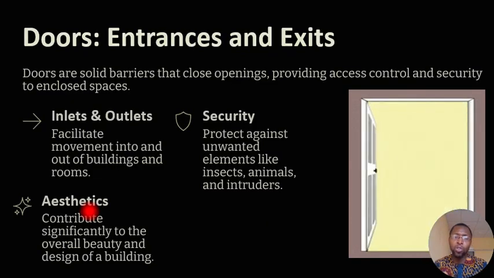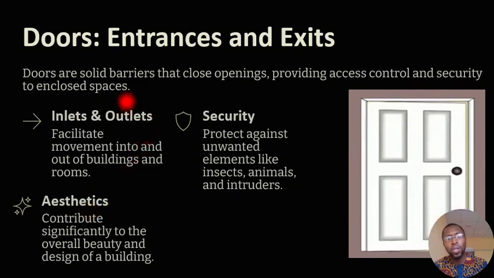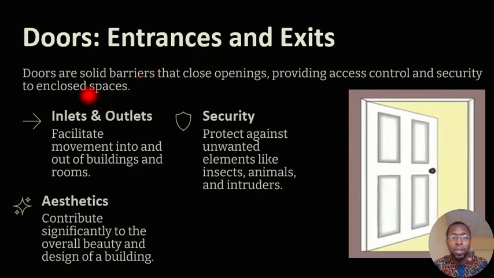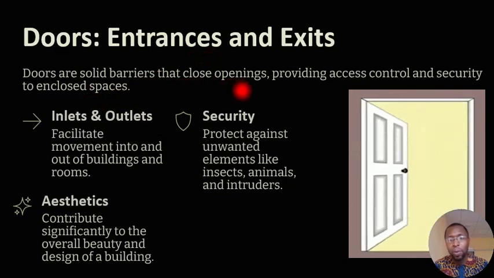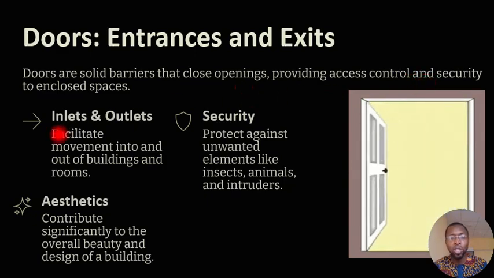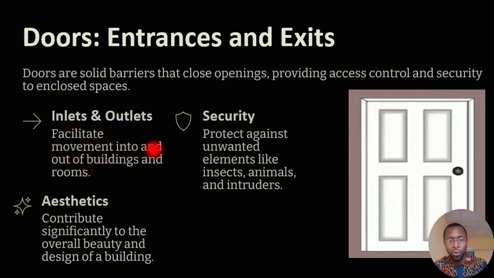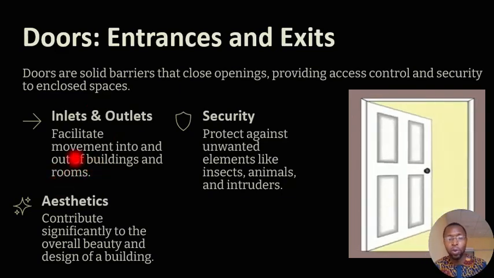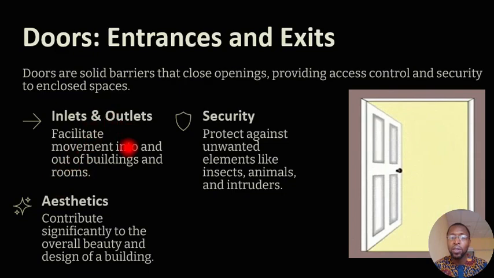Then we go straight to doors, the building doors. Of course, the major work of a door is to provide entrance and exit. So doors are solid barriers that close openings, providing access control and security to enclosed space. So the three functions of the door: number one, it allows inlet and outlet, that is, it facilitates movement into and out of the building and room. For you to have access to the building, you must go through the door. For you to come out of the building, you must go through the door. So it gives access to inlet and outlet.